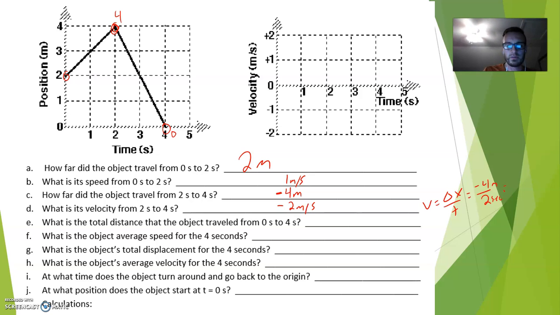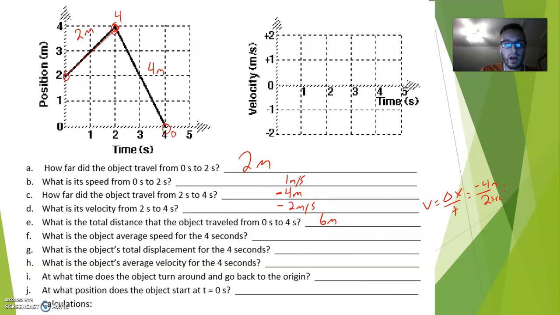What's the total distance that we traveled from 0 to 4 seconds? Now, this is a little bit tricky, right? Because what we actually did is we went from 2 to 4. So how far did I go? I just traveled 2 meters. And then I went from 4 down to 0. How far did I go? 4 meters. So even though we went forwards and then backwards, remember the definition of distance is that every step counts. So that 4 plus 2 gets us 6 meters.